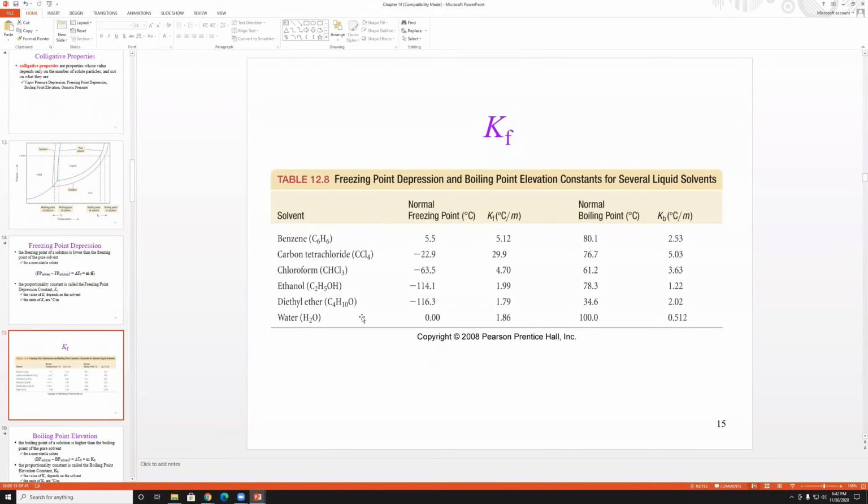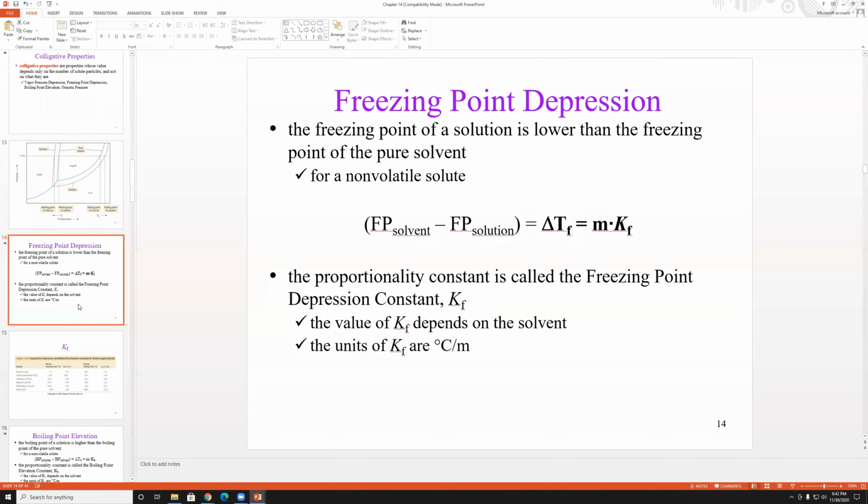The Kf for water is 1.86. Normal freezing point is 0. Normal boiling point is 100. And then there's another factor called Kb that is the constant for the boiling point elevation. So those constants will be given, or you might have to figure out those constants with plug and chug and then look at a chart and see which substance it is. And then m is the molality. So you would take molality times the freezing point depression constant. That would give you the delta T f.